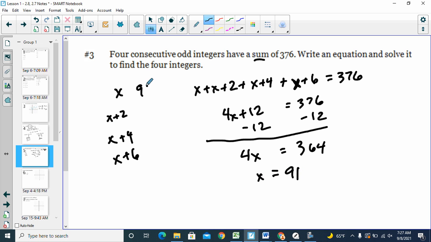So my numbers are 91. 2 more than that would be 93. X plus 4 would be 95. And x plus 6 would be 97.